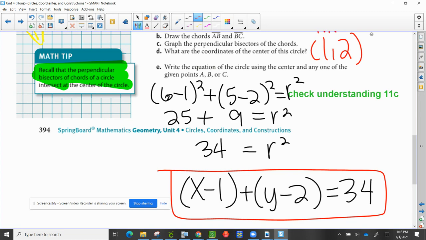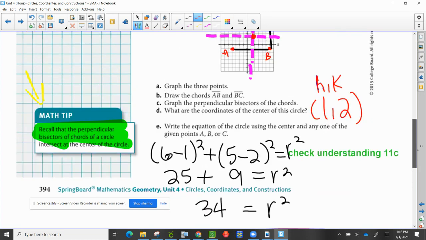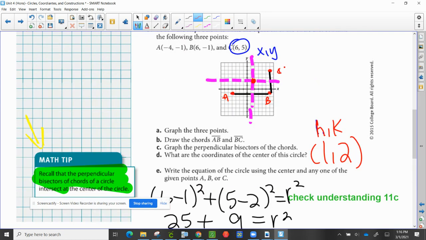Okay. So this one is the hardest one because you kind of have to do a lot of little prep work to find that center point. But you just graph your 3 points. Think of those chords, okay? Find the midpoint of those because that's where you're going to draw your perpendicular bisector.